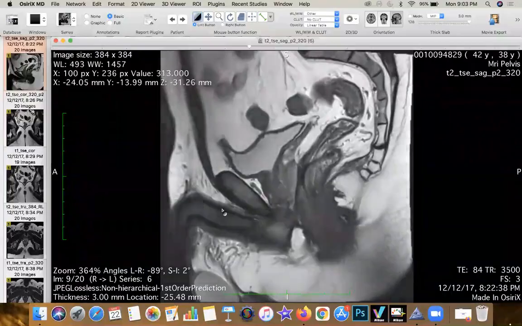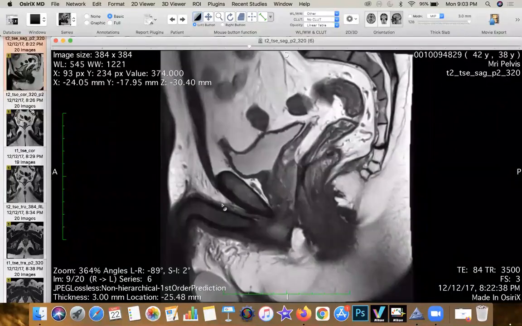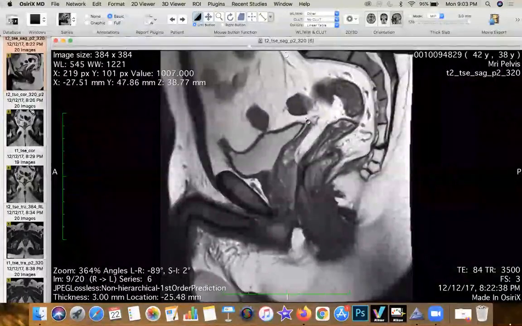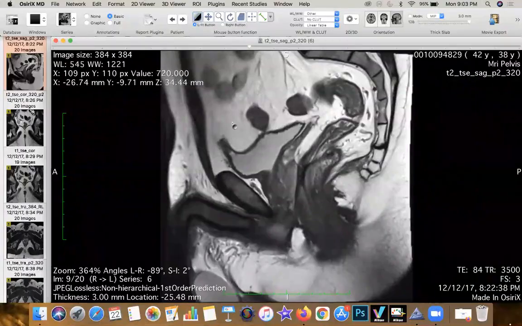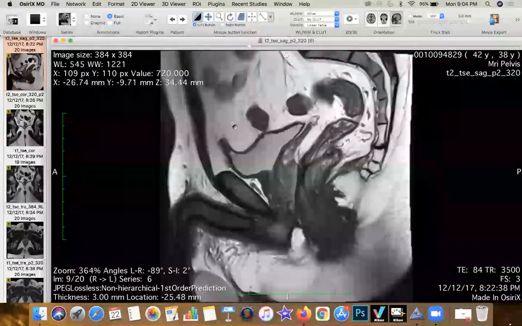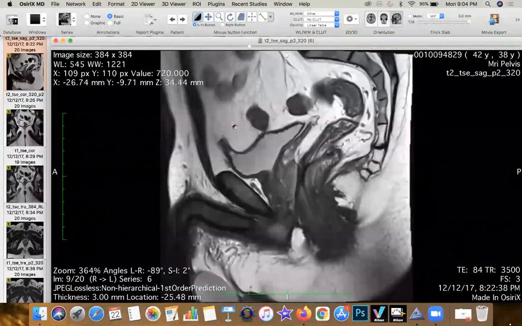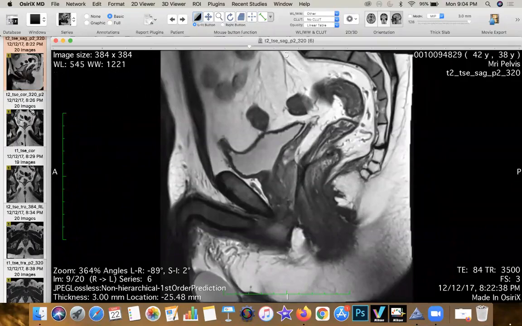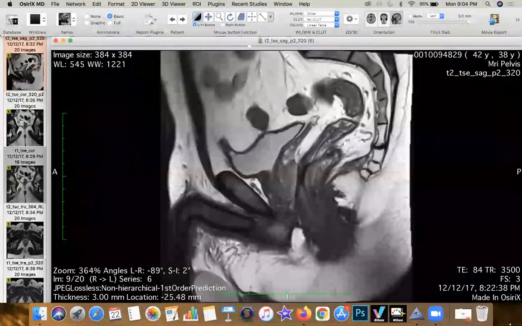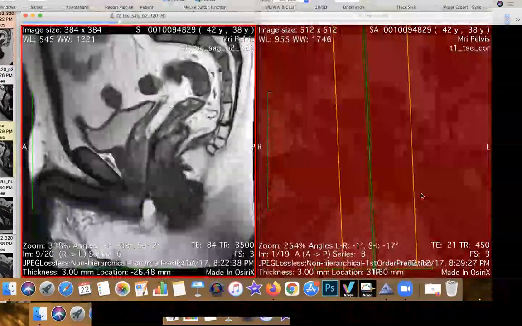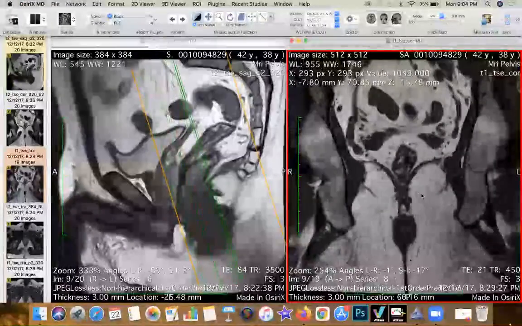So this is a standard. What I'm going to show here initially is a standard T2 weighted coronal image. But the anatomy I'm going to completely teach you is on the T1 weighted imaging. So let's, for the sake of it, start off from the level of the pelvic brim.